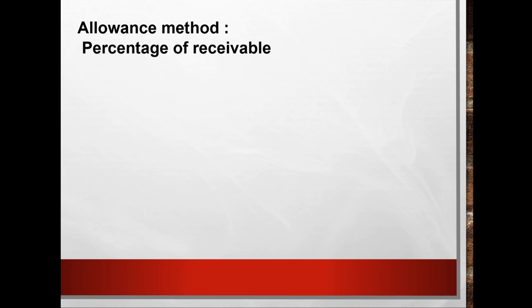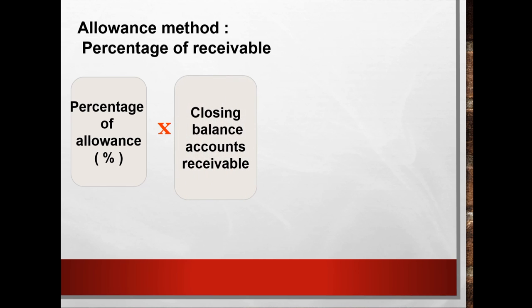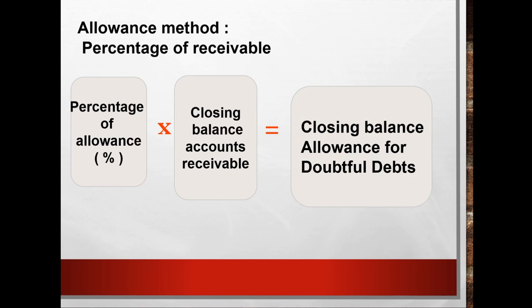Now we focus on the allowance method using percentage of receivables. Firstly, you must calculate the balance carried forward of allowance for doubtful debts. This is the formula: percentage of allowance times closing balance of accounts receivable, then you will get the closing balance for allowance for doubtful debts.